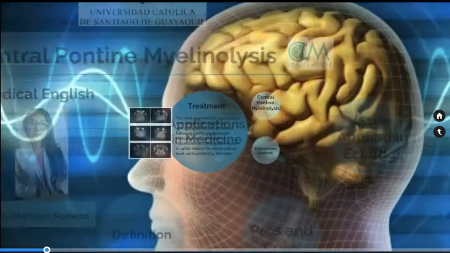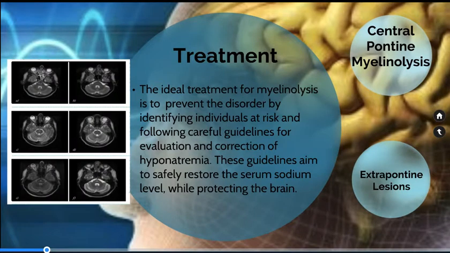Application in medicine. Treatment: The ideal treatment for myelinolysis is to prevent the disorder by identifying individuals at risk and following careful guidelines for evaluation and correction of hyponatremia. These guidelines aim to safely restore the serum sodium level while protecting the brain.